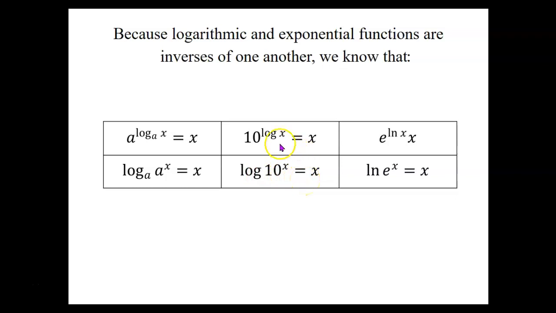So start with any number, take the common log, take 10 to that power, you're back where you started. Start with any number, take the natural log, then raise e to that power, and you're back where you started. Or do it the other way around. Take e to the x, then take the ln of that, you're back with the x that you started with.